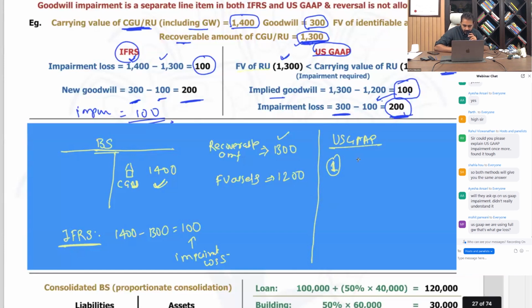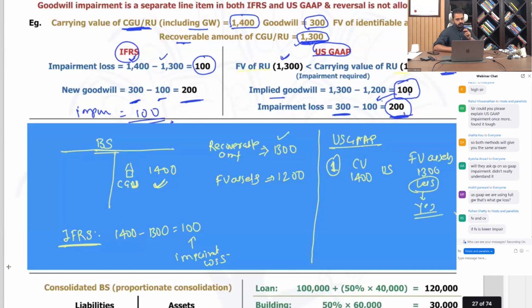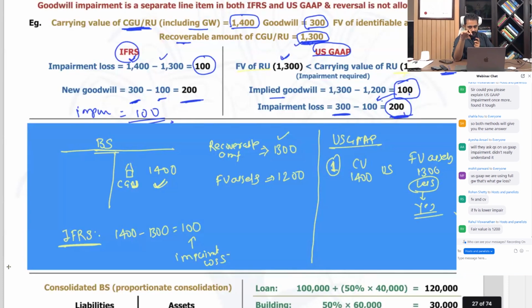So you take the fair value and the carrying value. You say my carrying value is 1400 versus the fair value of the assets is 1300. Fair value is less compared to carrying value, then impairment is required. Had the fair value been higher, impairment is not required. Up to this, are we together?